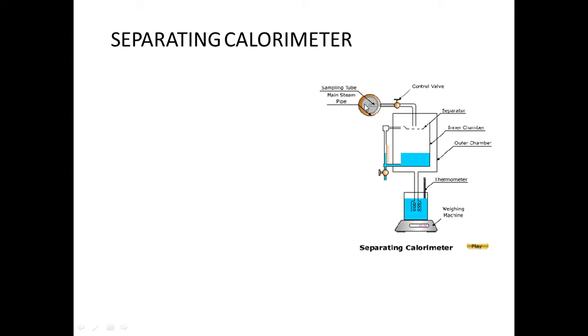Here it is mentioned that the main steam pipe, through which you take the steam whose dryness fraction you want to measure. There is a separator, that is, a perforated tray. Through that you pass the steam. So what is going to happen? If moisture content is there, it is going to be separated like this.